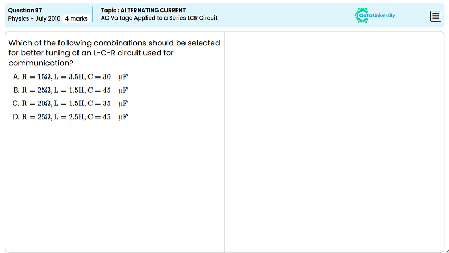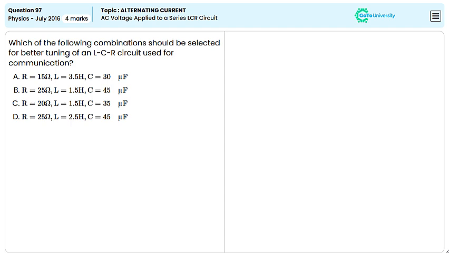Which of the following combinations should be selected for better tuning of an LCR circuit used for communication? For a better tuning of an LCR circuit, which is also known as a series resonance circuit, a sharp tuning and maximum current are desired. This happens when the circuit is critically or underdamped and has a high quality factor Q.